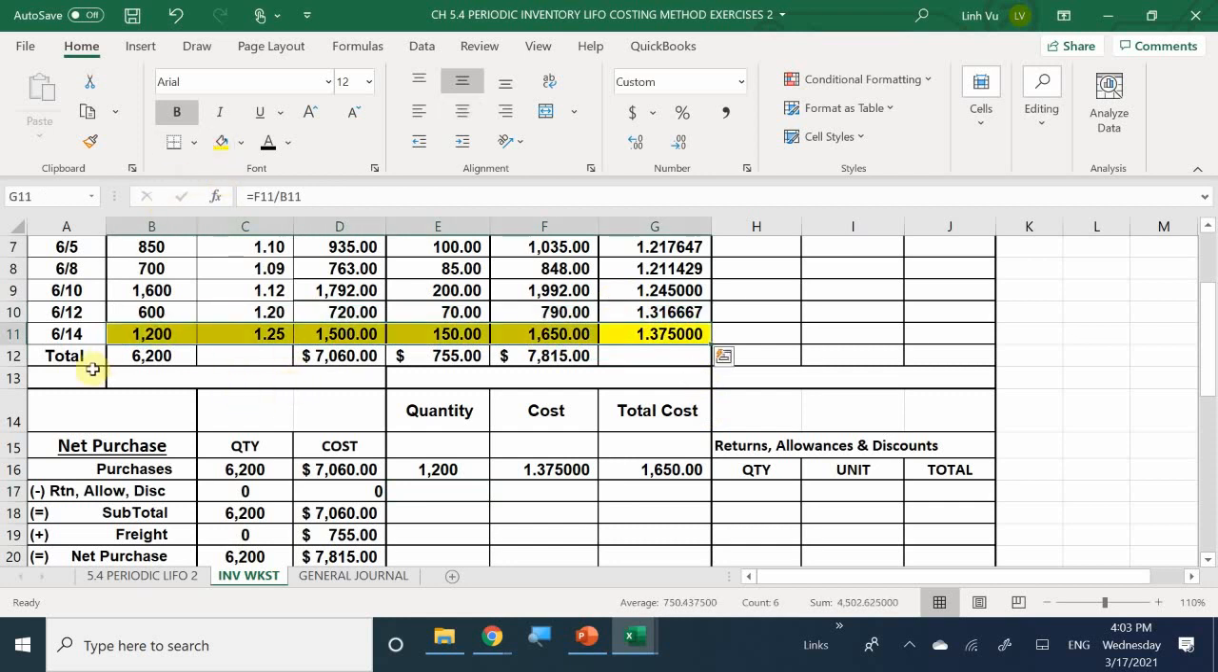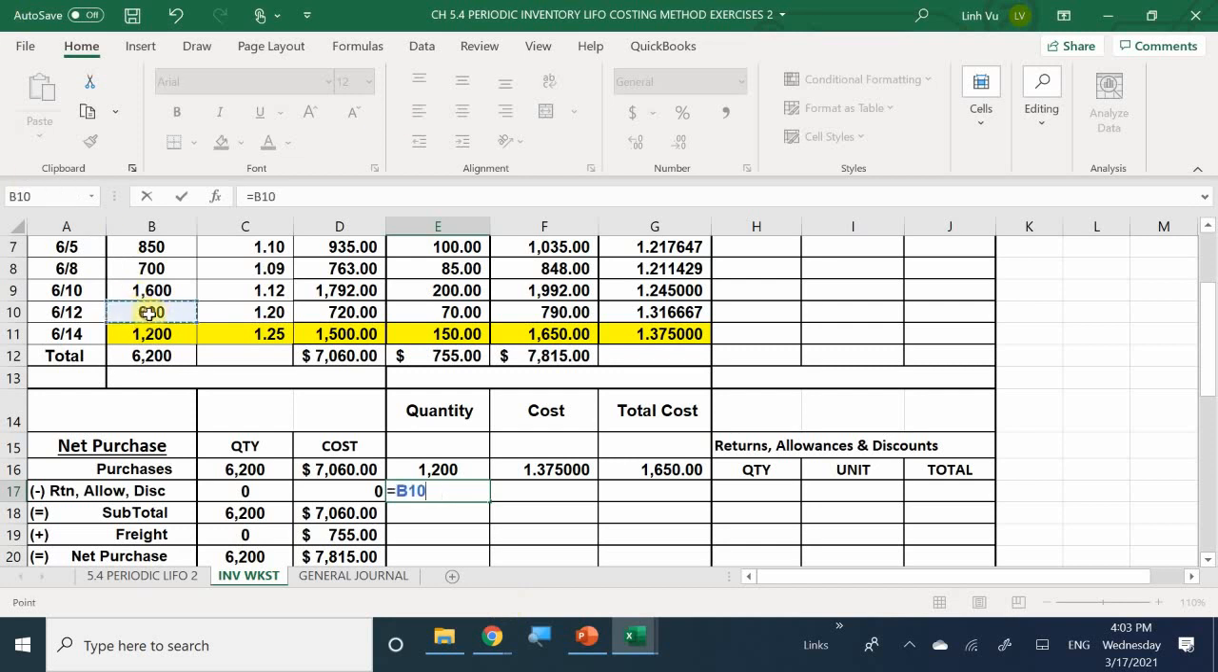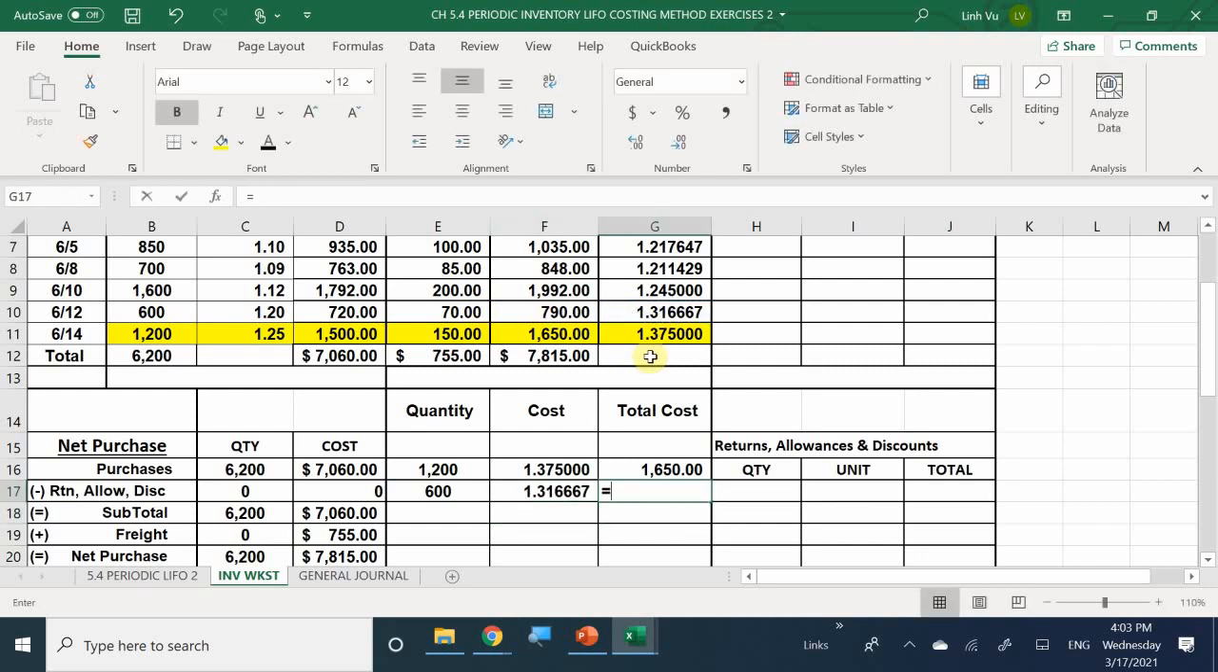Which batch am I going to dip into next? The 12th, which is how many units? 600. Are we going to use all of it? Good. It's for this 1,367, which should give me a total of 790 because I'm using all of it. I'm getting rid of the entire batch. There's no point to really calculate it. You already know what the total is.